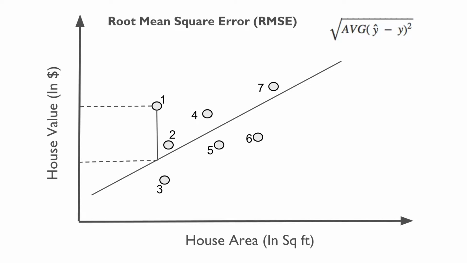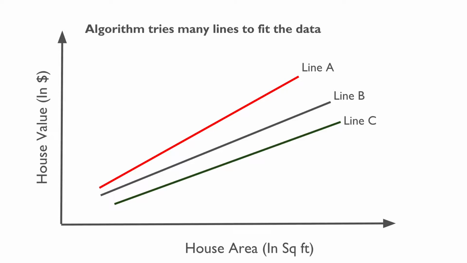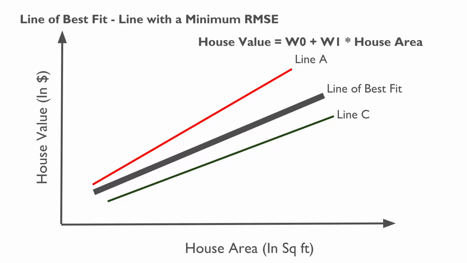During the training, the algorithm tries to find many lines to fit the data in the training set. The algorithm adjusts the weights W0, the y-intercept, and W1, the slope, and figures out the line which has the minimum mean squared error and selects it as the line of best fit. Since trying all possible lines will take a lot of time, instead we usually use a greedy approach called gradient descent, which we will be studying later.